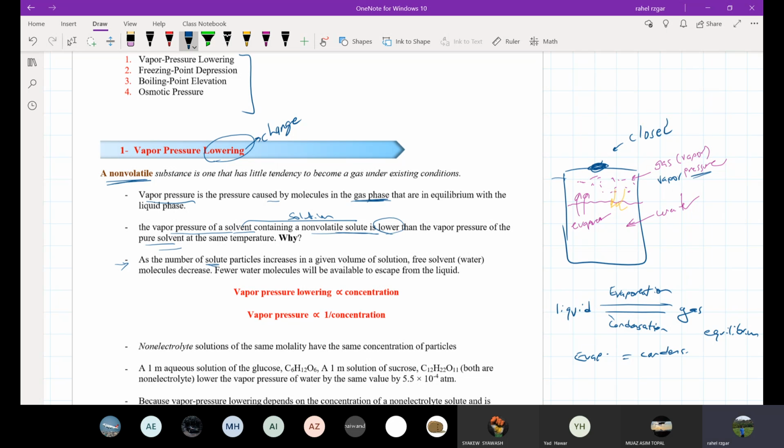So there will not be any more free solvent. How? You remember from chapter 1, when we dissolve something, the solvent particles surround the solute. And what is the solute? It's a non-volatile solute. It will grab the water, it will grab the solvent, and it doesn't let the solvent evaporate easily.